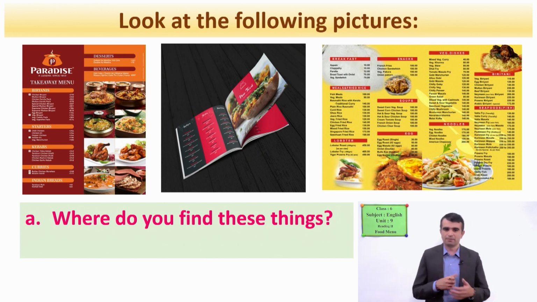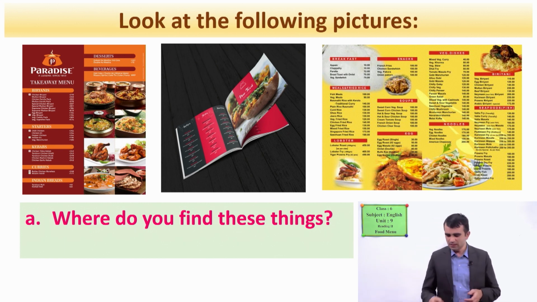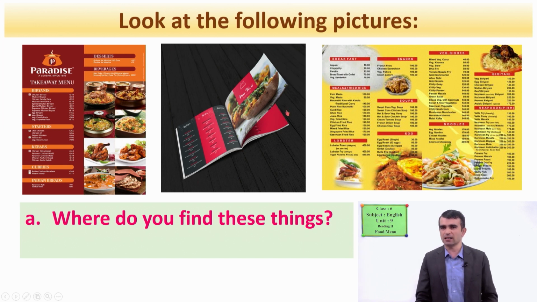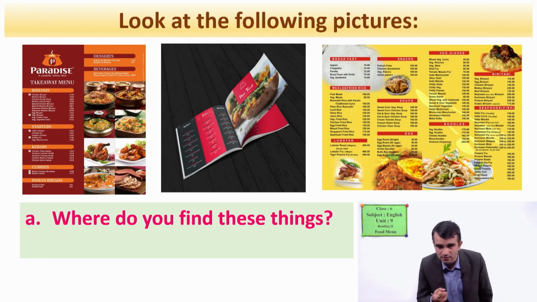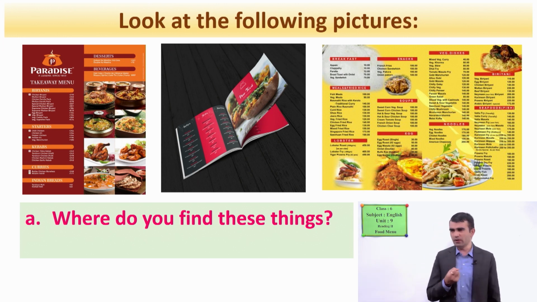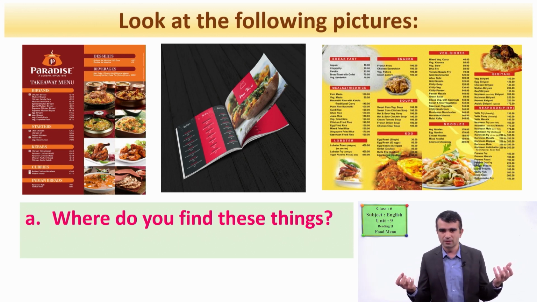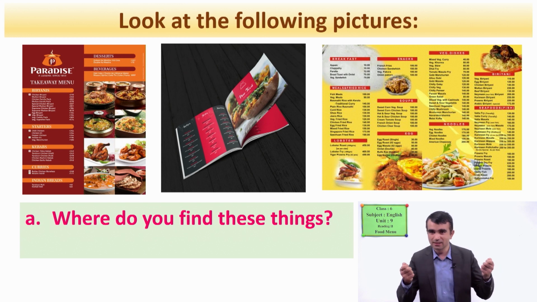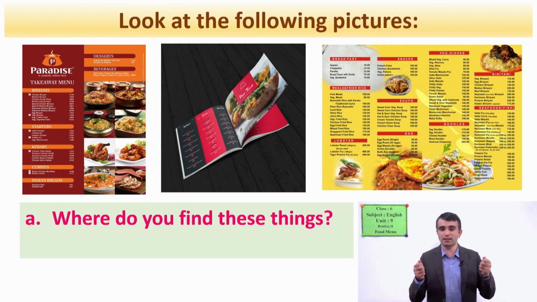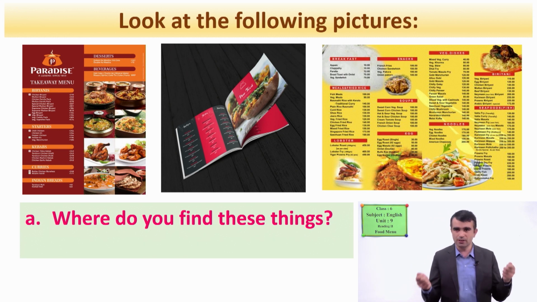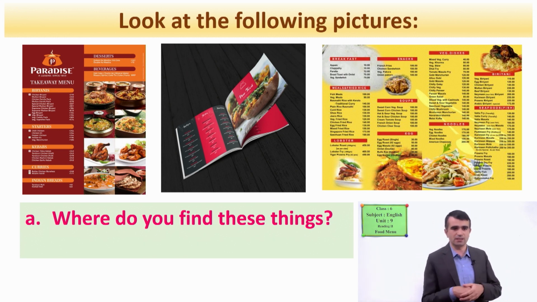There is question number A. Where do you find these things? Just see this picture. Three pictures are there, three card-like things. Do you find these things in school? No? Do you find these things in a film hall or somewhere else? Where? Hotels. Very good. You find these things in hotels, restaurants, those places.